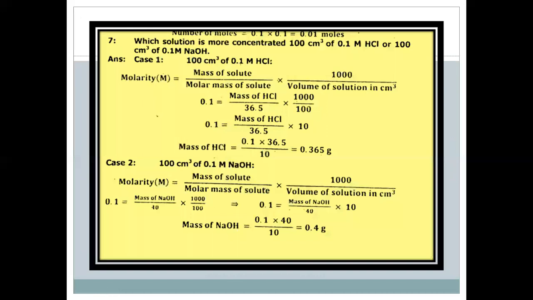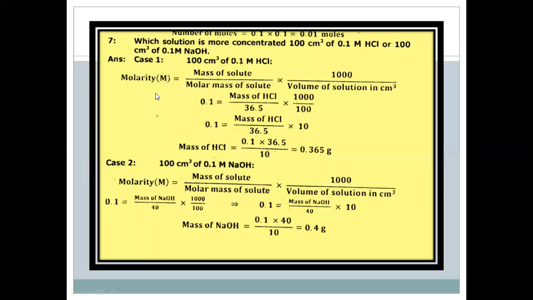Question number 7 is the same as the previous one, but in this case we have two different solutes. One is sodium hydroxide and the other is hydrochloric acid. So we will not follow the previous method. In question number 6, both solutions were sodium hydroxide, so we found the number of moles. But in this case the two solutes are different, so we will find the masses and then see which solute's mass is greater.